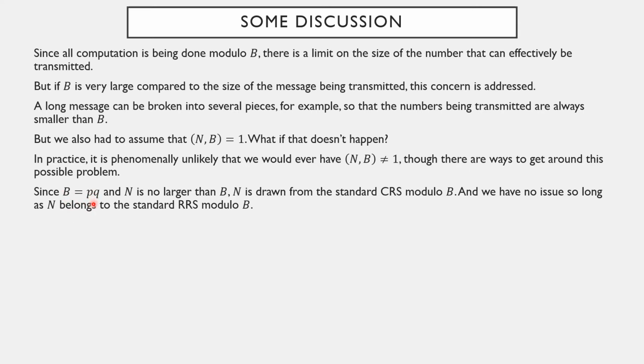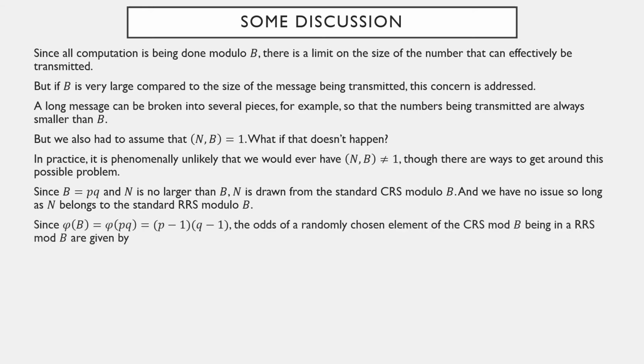So b is the product of two primes, and n is not larger than b. In other words, it's from the standard complete residue system modulo b. So it is in the complete residue system mod b. We just need to guarantee it's in a reduced residue system mod b. Now, phi of the base is phi of pq, which is (p minus 1)(q minus 1). That's the size of the reduced residue system modulo b. The size of the complete residue system is just b itself.